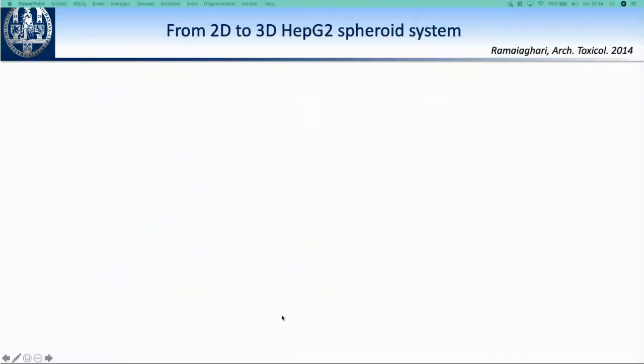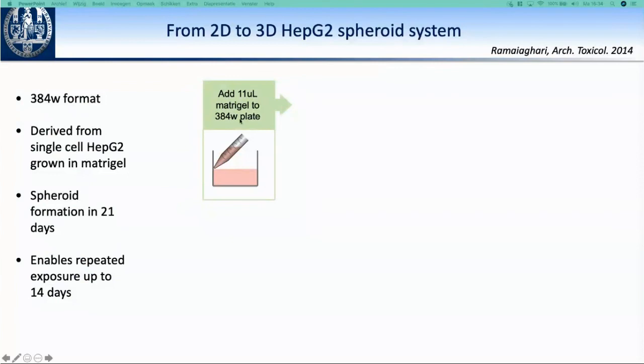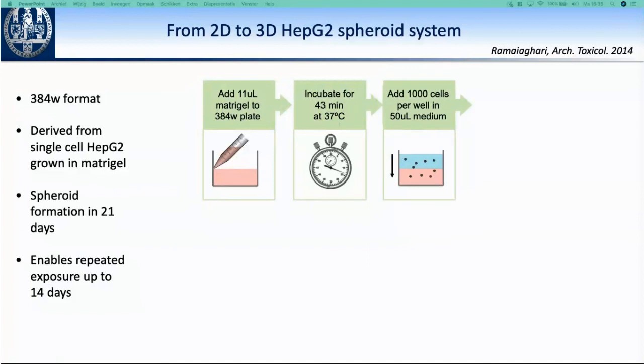But for nanoparticles, it's essential to also test them for long-term repeated exposure scenarios. So we wanted to go from 2D to 3D for this by using a spheroid system for the Hep2 cells. Here we also use 384 well plates and add 11 microliters of Matrigel, which is still in a liquid phase, so kept at 4 degrees, so that you're able to pipette the Matrigel in each well. Then these plates, which contain only Matrigel in each well, are incubated for exactly 43 minutes at 37 degrees in the incubator. This allows the Matrigel to solidify somewhat.